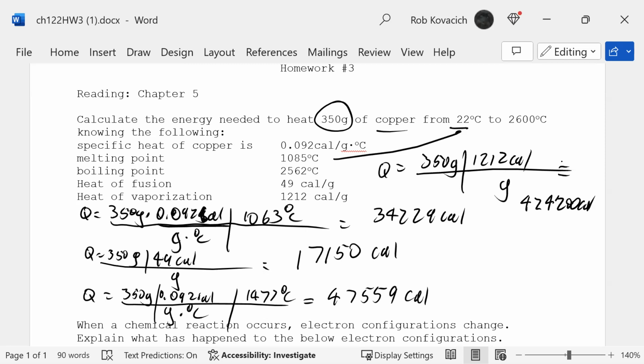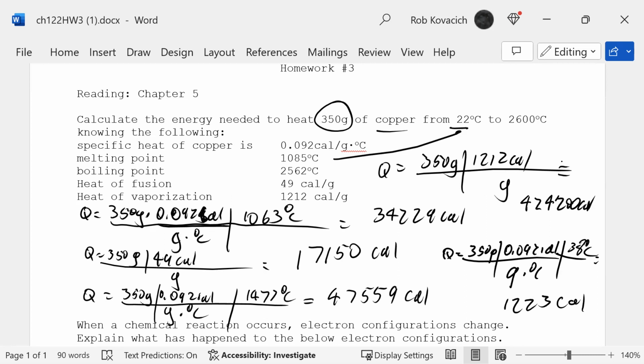And then the last one, what are we doing? Just got to take it up another 38 degrees. So 350, 0.092 calories per gram degrees C. And then what is it? It was the 38 degrees C. So 350 times 0.092 times 38. And so this last one is 1,229 calories. And so then we just add all those together.